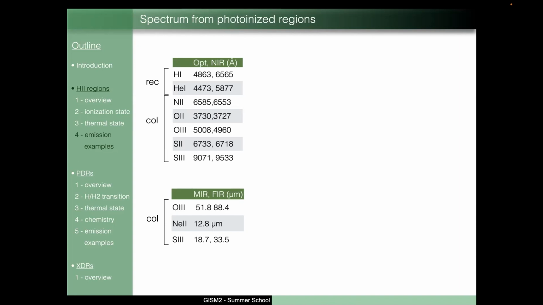Among all these lines, the most powerful of all is the O III line at 5,000 angstrom. This is why, if you look at an H II region with your bare eye, what you should see is a greenish environment. The reason for that is that the main emitter is O III, which emits in the green part of the spectrum. Now, if we go to larger wavelengths, what will dominate the spectrum is basically the fine structure lines, especially the fine structure lines of O III, Ne II, and S III.